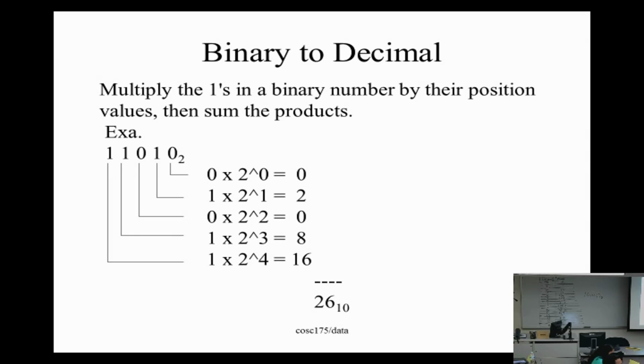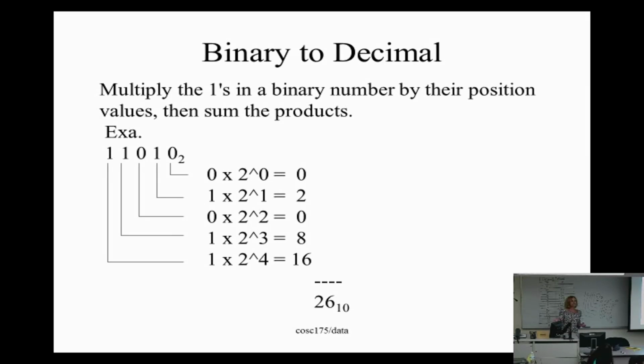Okay, so let me go over this one. The way to do this is 0 times 2 to the 0 is 0. 1 times 2 to the 1 is 2. 1 times 2 squared is 4. 1 times 2 to the third is 8. 0 times 2 to the fourth is 0. And 1 times 2 to the fifth is 32. So you add that all up and get 46. Okay with that? Okay, so let's now move to the alternate.